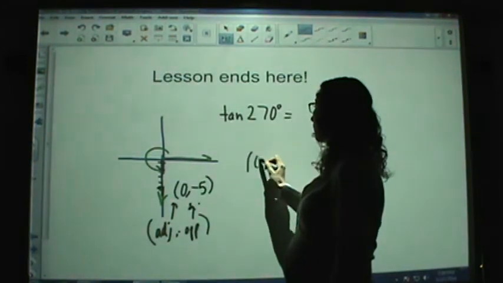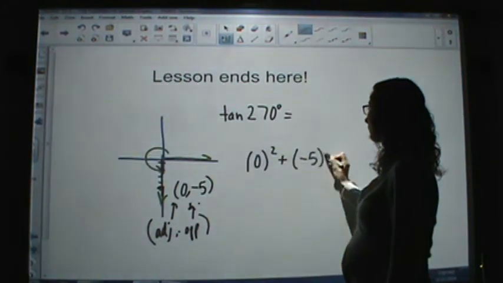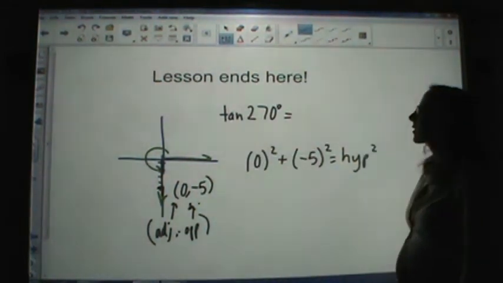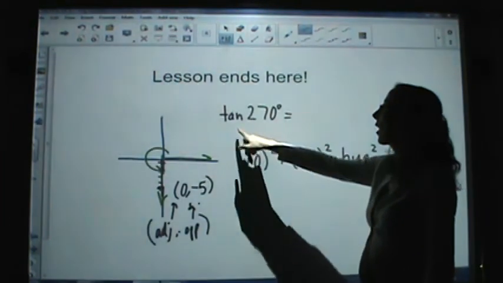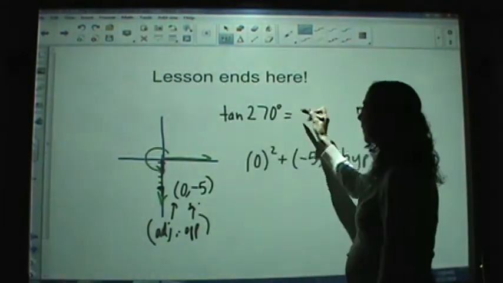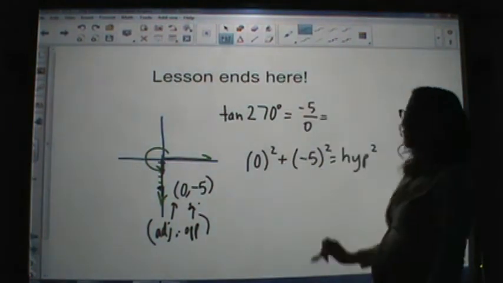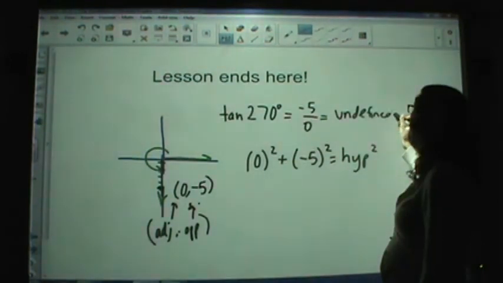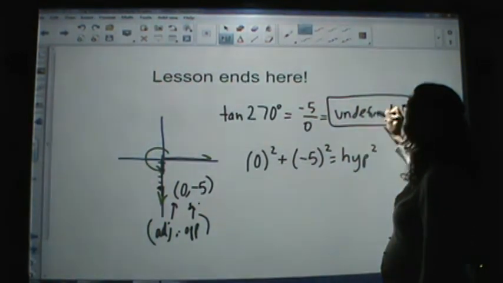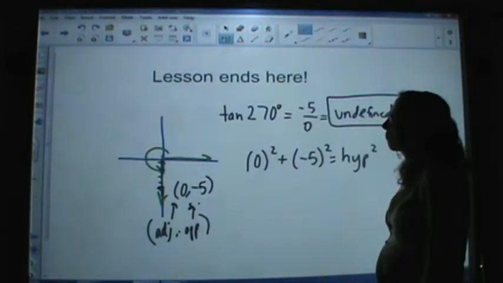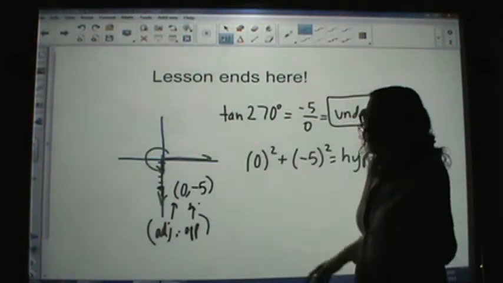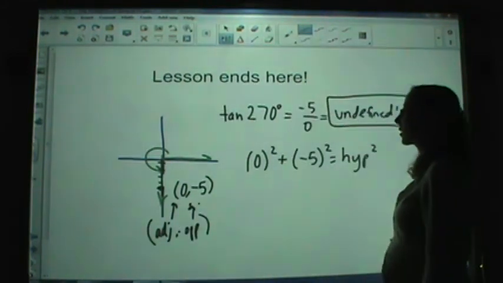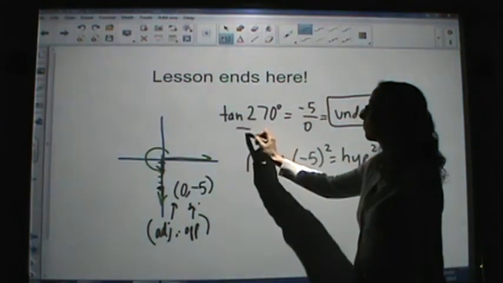So adjacent and opposite, when squared and summed together, will give us the hypotenuse. Oh, silly me, you don't even need the hypotenuse. Tangent is opposite over adjacent. So this answer is undefined, can't do it. But you can answer the question, even though the answer is undefined, by realizing that you've got your adjacent and your opposite, and tangent is TOA, O over A.